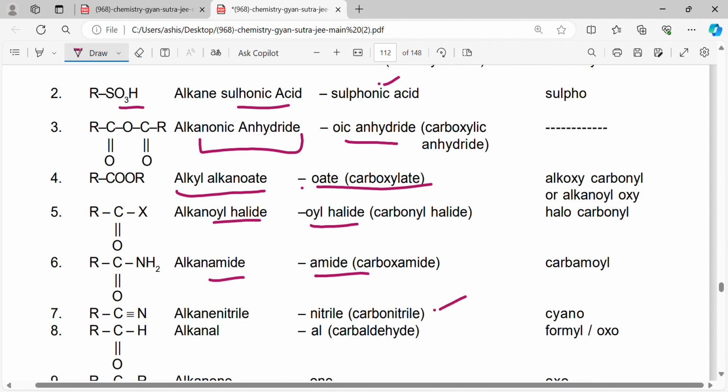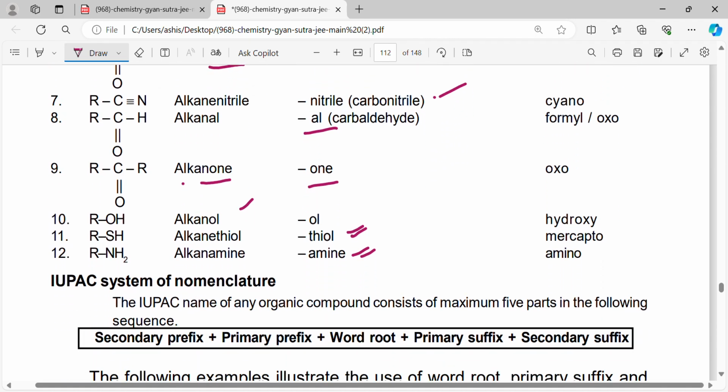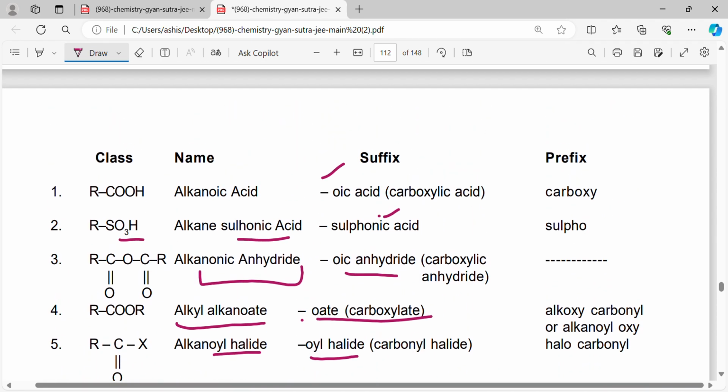For nitrile, CN, we have to use nitrile. Then CHO aldehyde, we have to use al. And the secondary suffix one is used for alkanone. Alkanol is alcohol, thiol is for SH. For NH2 we have to use amine.